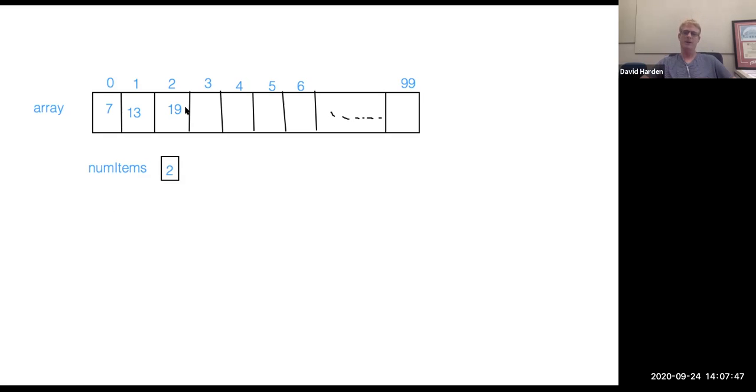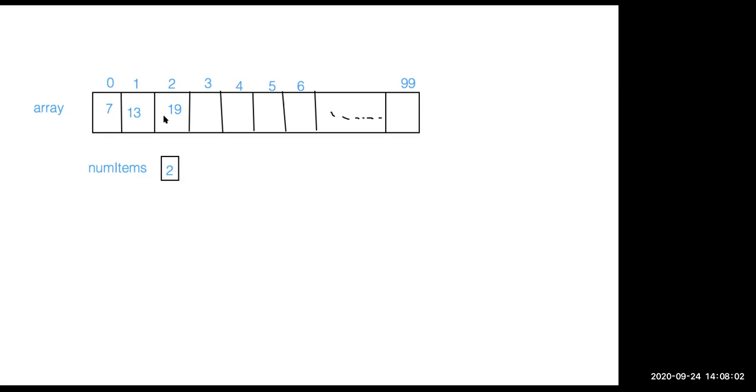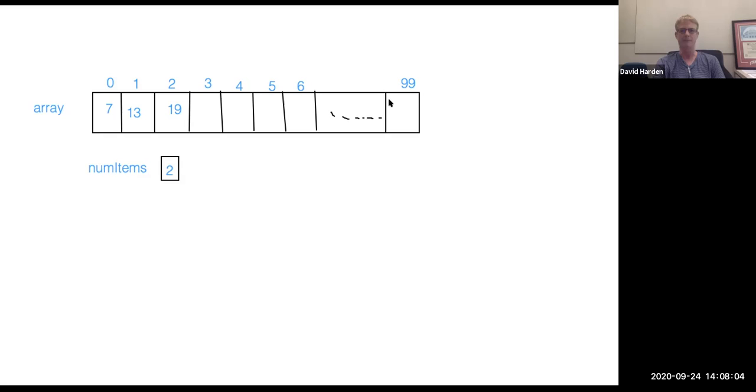The answer to my question is nothing. I'm done. Doesn't matter what's here because I'm saying the number of items is 2. So that means the 7 is the bottom of the stack. The 13 is the top of the stack. Nothing else matters, right? Does that make sense?